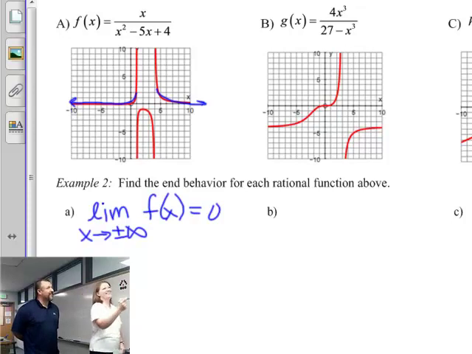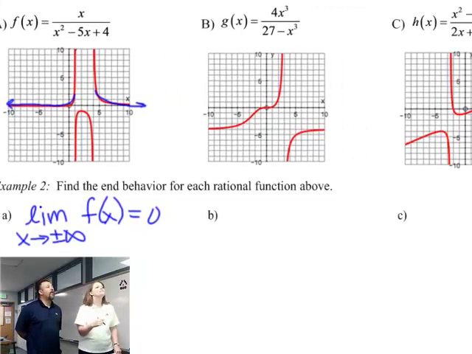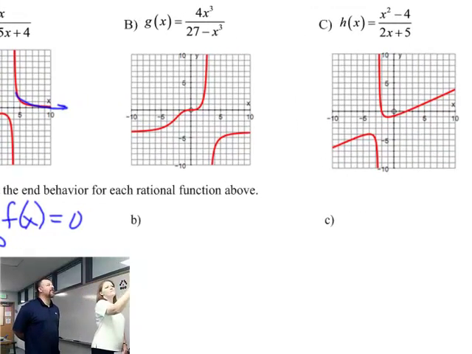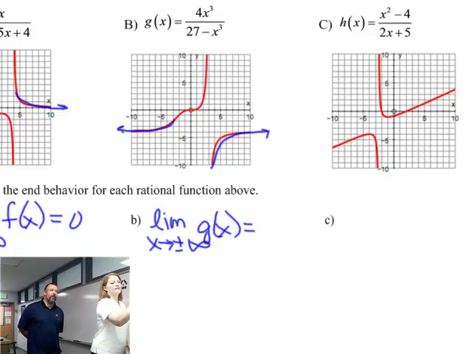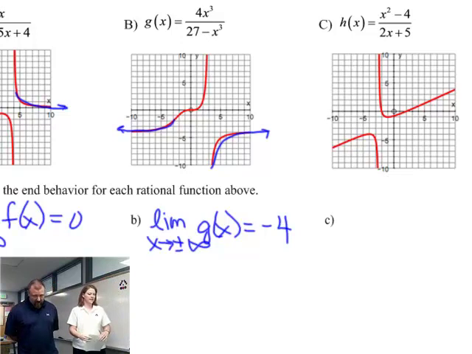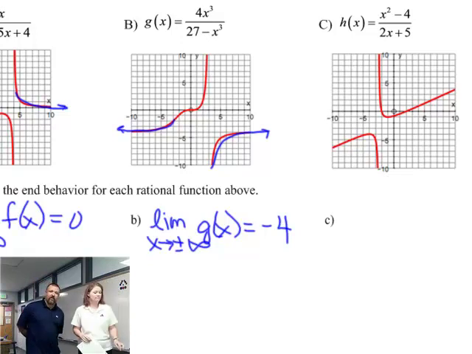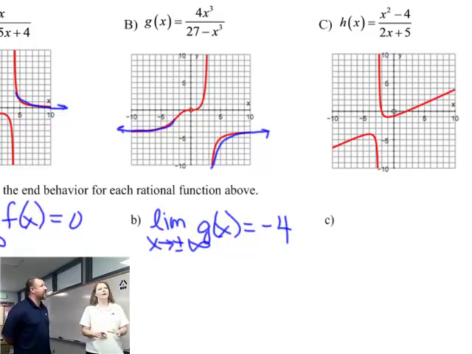Okay, let's look at letter B. Well, we also have a rational function, and this one is leveling off at negative 4 on the left side. It looks like negative 4 on the right side. So we have the limit as x approaches positive or negative infinity of g of x, and this time it's going to negative 4. Both of these have numeric values. That's why you can write the plus or minus. You notice they're going to the same number in both directions.